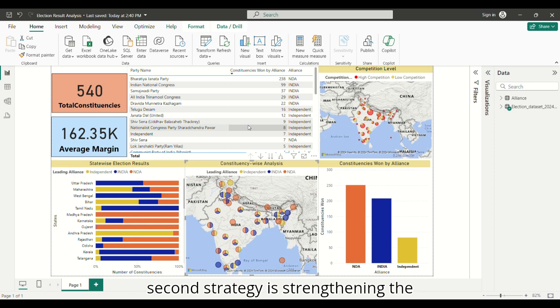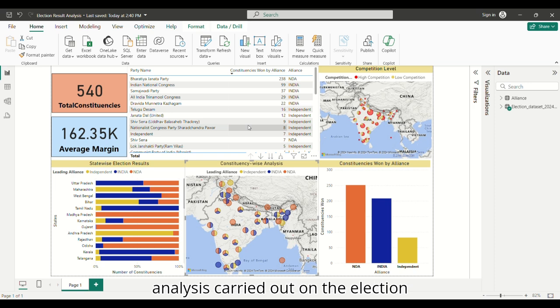The second strategy is strengthening the dominant areas. In constituencies where a party has won by a large margin, focus should be given to maintaining and strengthening the voter base. Providing regular engagement with the constituencies and addressing their needs will help in retaining their support.